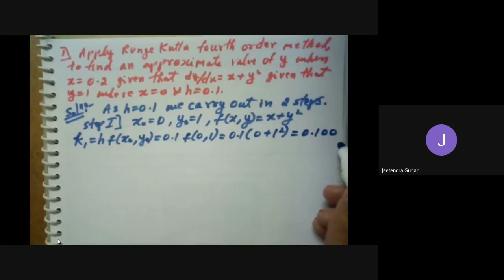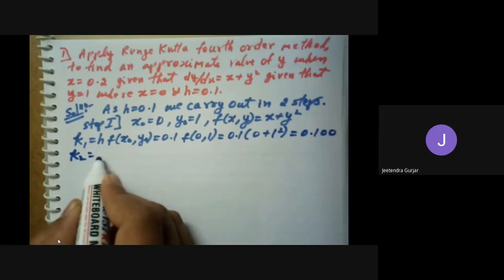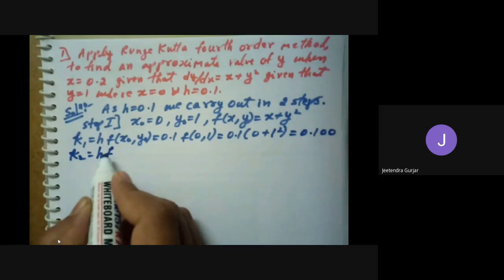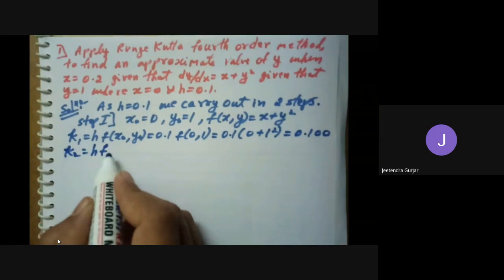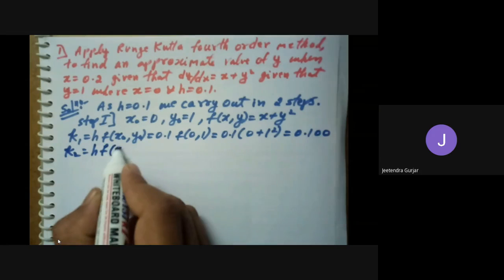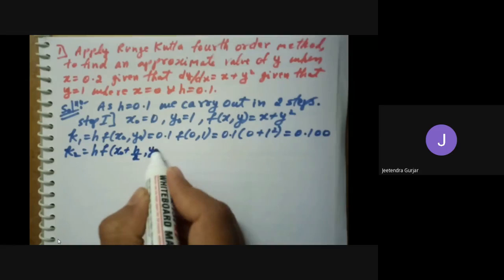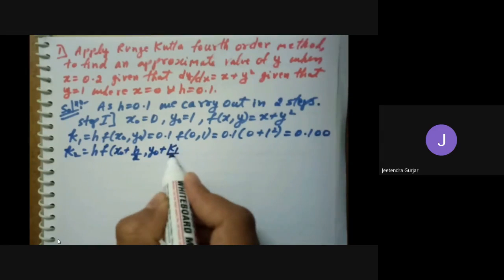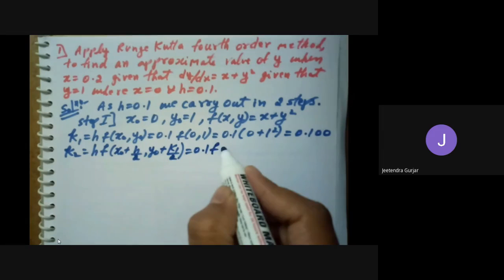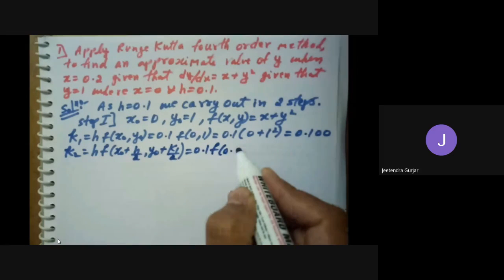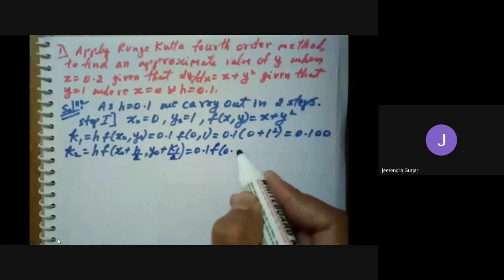Then further we'll continue this for k2, as I have told you to remember the formula, students. So k2 is equal to h f of x naught plus h upon 2 comma y naught plus k1 upon 2. So remember this formula, students. Now practice this formula today only, try to solve this example at home also. So this is going to become h is 0.1, substitute 0.1. Then we have f of 0.05. Yes, if you substitute x naught plus h upon 2, I'll just simplify this.